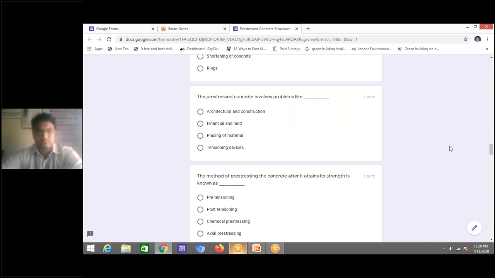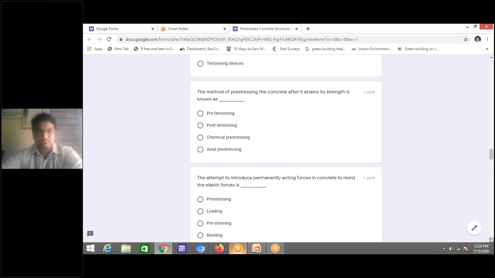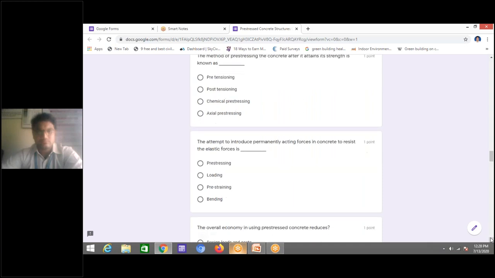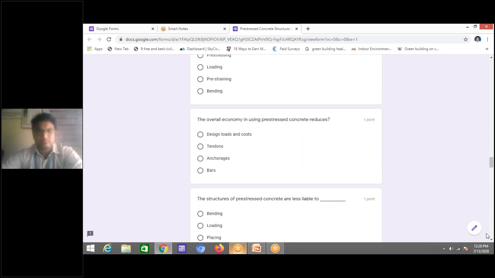The method of pre-stressing concrete after it attains its strength is known as either pre-tensioning or post-tensioning or chemical pre-stressing or axial pre-stressing. The attempt to introduce permanently acting forces in concrete to resist the elastic forces is called what? The overall economy in using pre-stressed concrete reduces what? Design load strength costs, tendons, anchorages, bars.